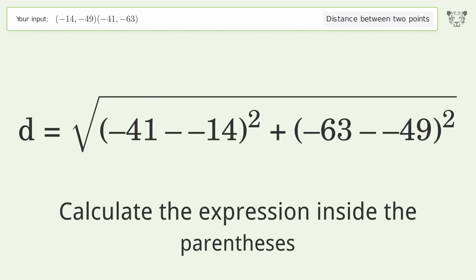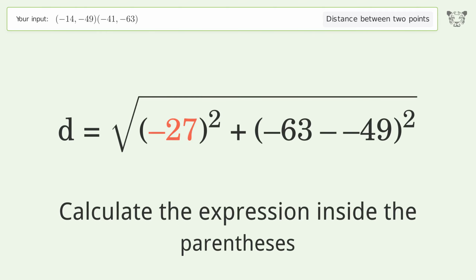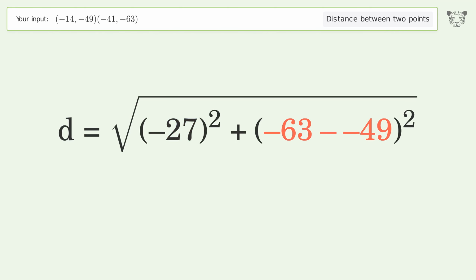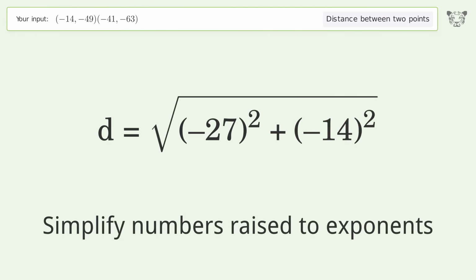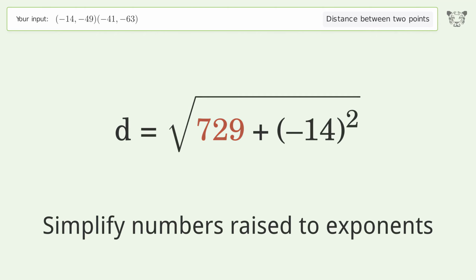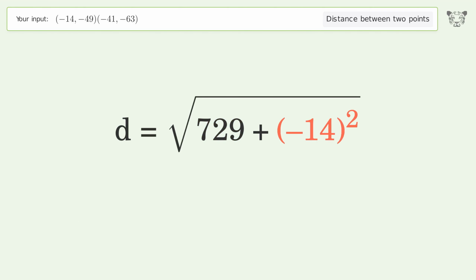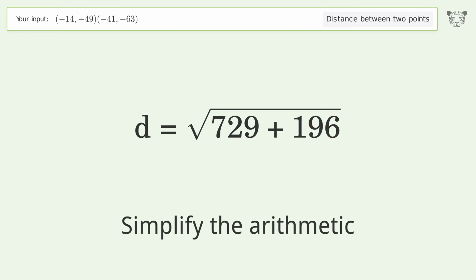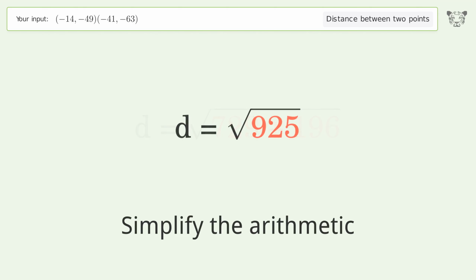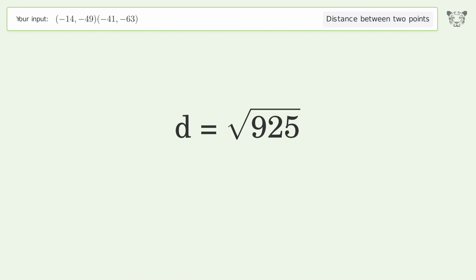Calculate the expression inside the parentheses. Simplify numbers raised to exponents. Simplify the arithmetic. And so the distance between the 2 points is the square root of 925, or 30.414.